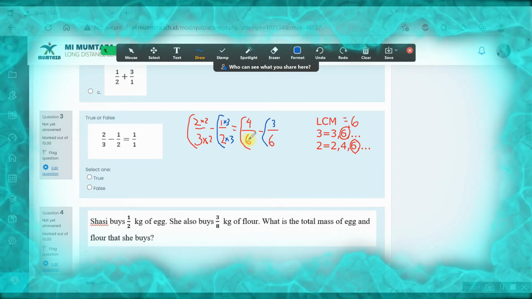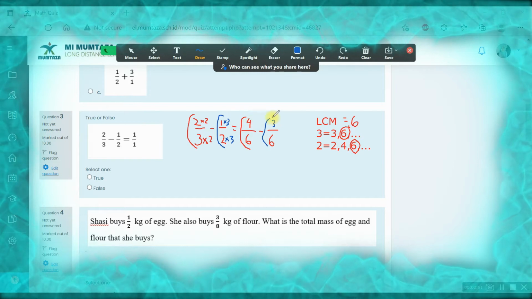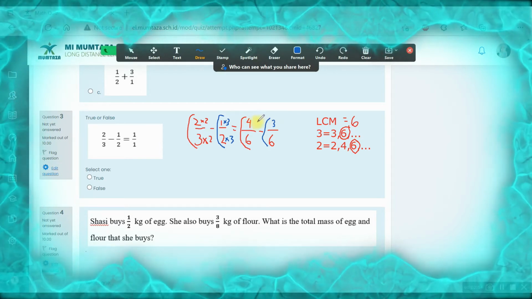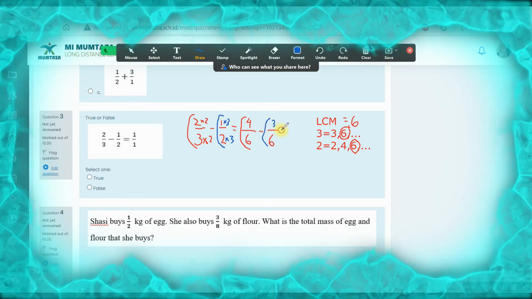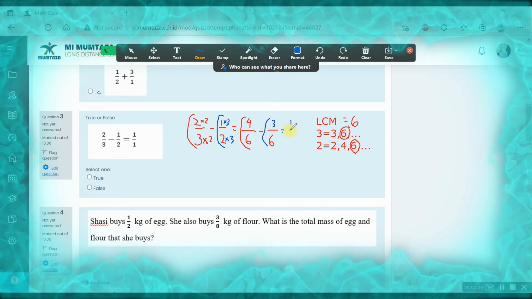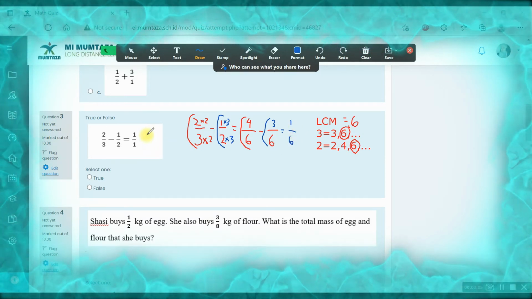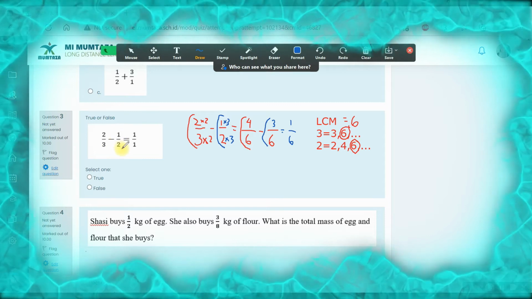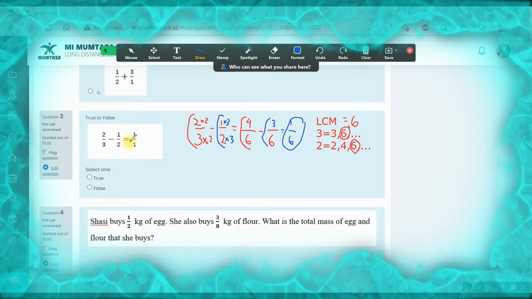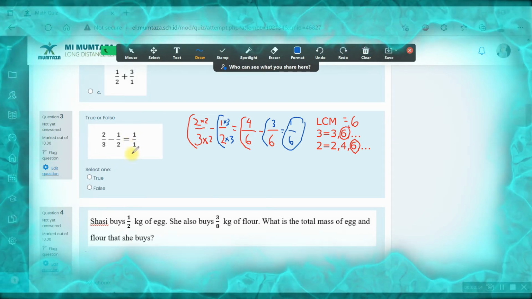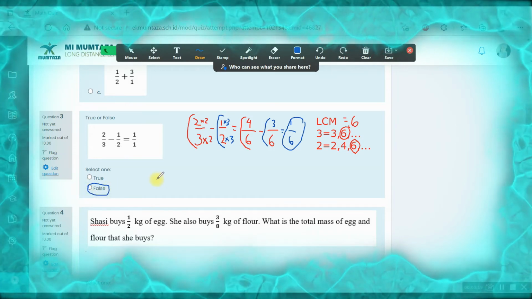Now, look at this. The denominator is already the same. So we can subtract the top number, 4 minus 3, becomes 1. And the bottom number is still 6. So 2/3 minus 1/2 equals 1/6, not 1/1. So the answer is false.